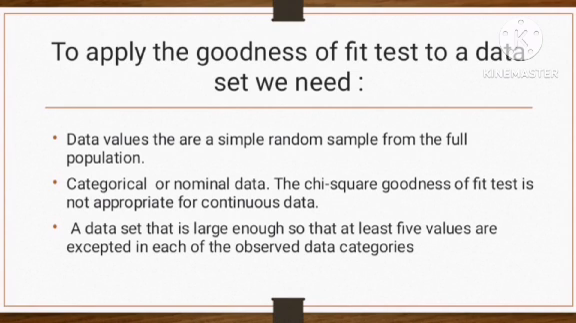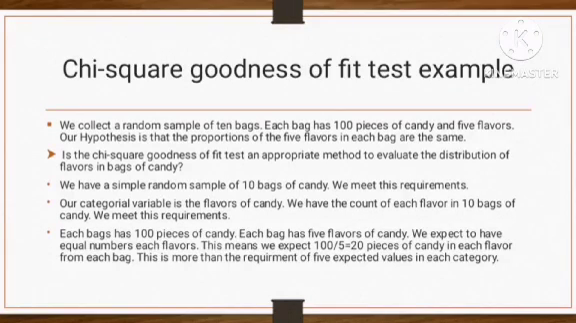So in this chi-square goodness of fit test example, we collect a random sample of 10 bags. Each bag has 100 pieces of candy and 5 flavors. Our hypothesis is that the proportion of the 5 flavors in each bag is the same.